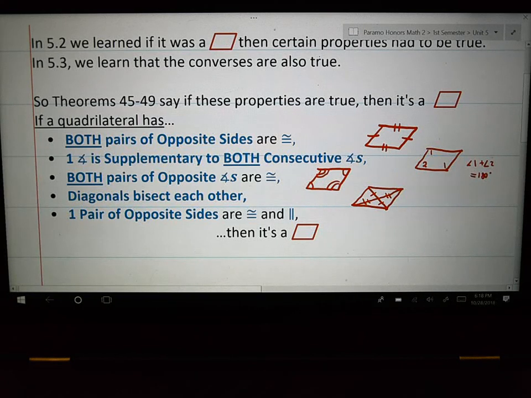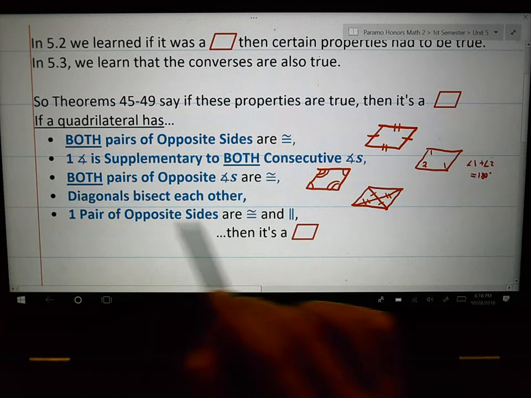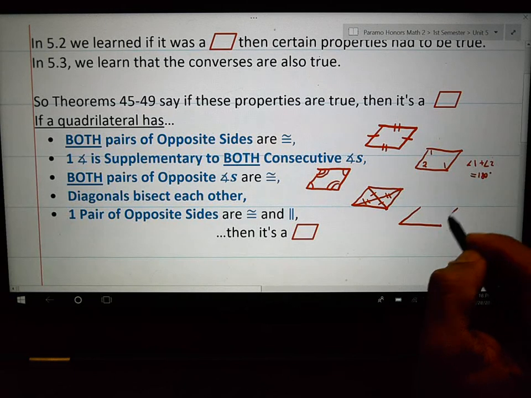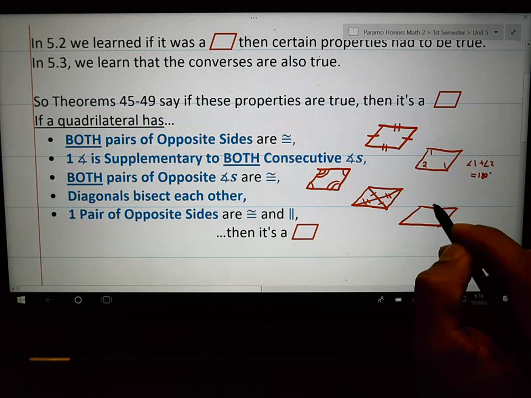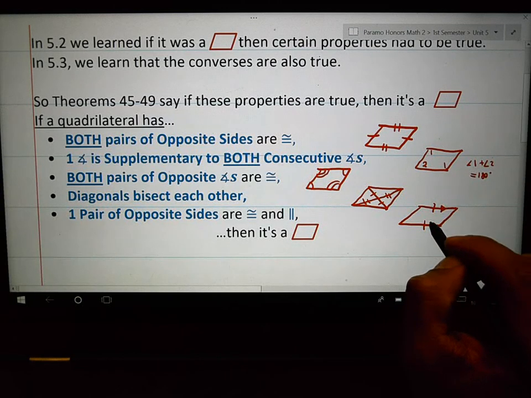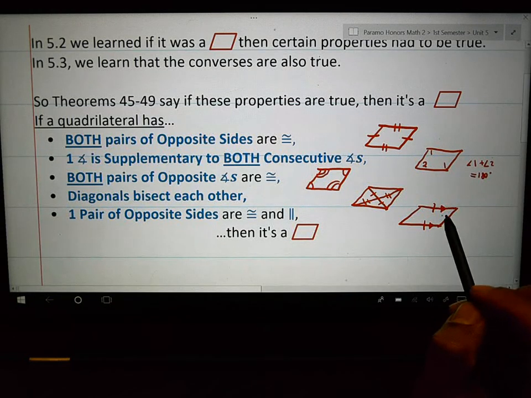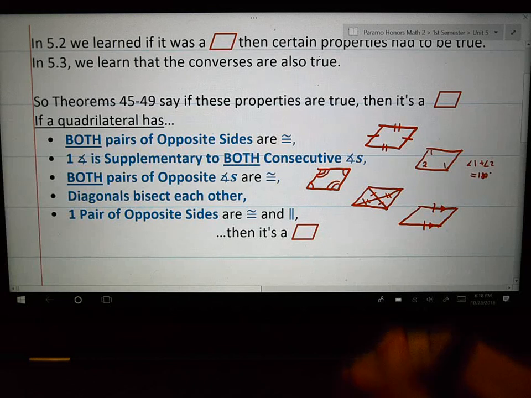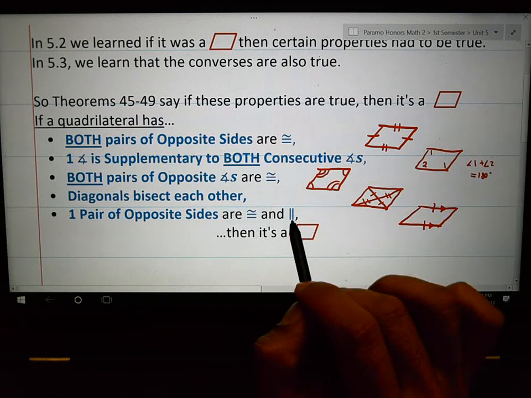The last one is the trickiest one. It would be the most complicated to prove if you were trying to prove it. It's one pair of opposite sides are congruent and parallel. This one I want to draw a quick picture for you. One pair of opposite sides are congruent. If I know that this is congruent and this is congruent, and they're parallel, they have to be parallel as well, then it's also a parallelogram. Now, if I move the congruent ones to here and here, it would not necessarily be a parallelogram. They have to be on the same sides that are congruent and the same sides that are parallel.